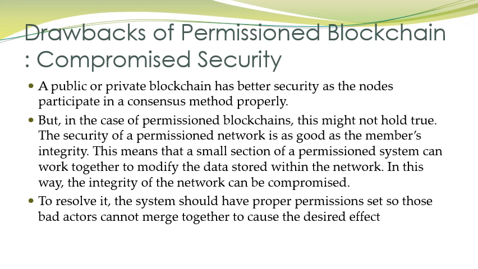To resolve it, the system would have a proper permission set, so that these nodes will not act badly to compromise the network, and this may cause an undesired effect on the network. So to avoid this undesired effect on the permission blockchain, the system should have a proper permission set, so these bad actors cannot merge together to cause the undesired effect. So this is one of the problems with the permission blockchain.